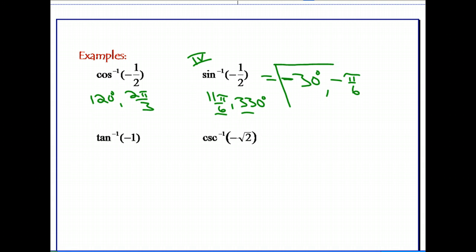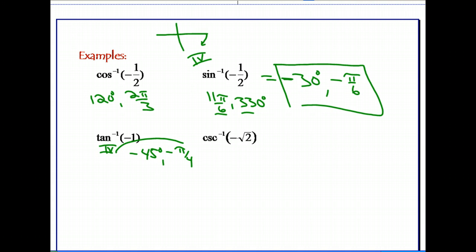So it makes it easier for the sine inverse and the tangent inverse and the cosecant inverse just to say, look, it's in the fourth quadrant. How do you get to the fourth quadrant? Well, the quick way is just go backwards. So negative 30 degrees or negative pi over 6. Tangent inverse of negative 1, same thing. Look in the fourth quadrant. How much do you have to back up? Well, look and see. You go back 45 degrees or backwards pi over 4.